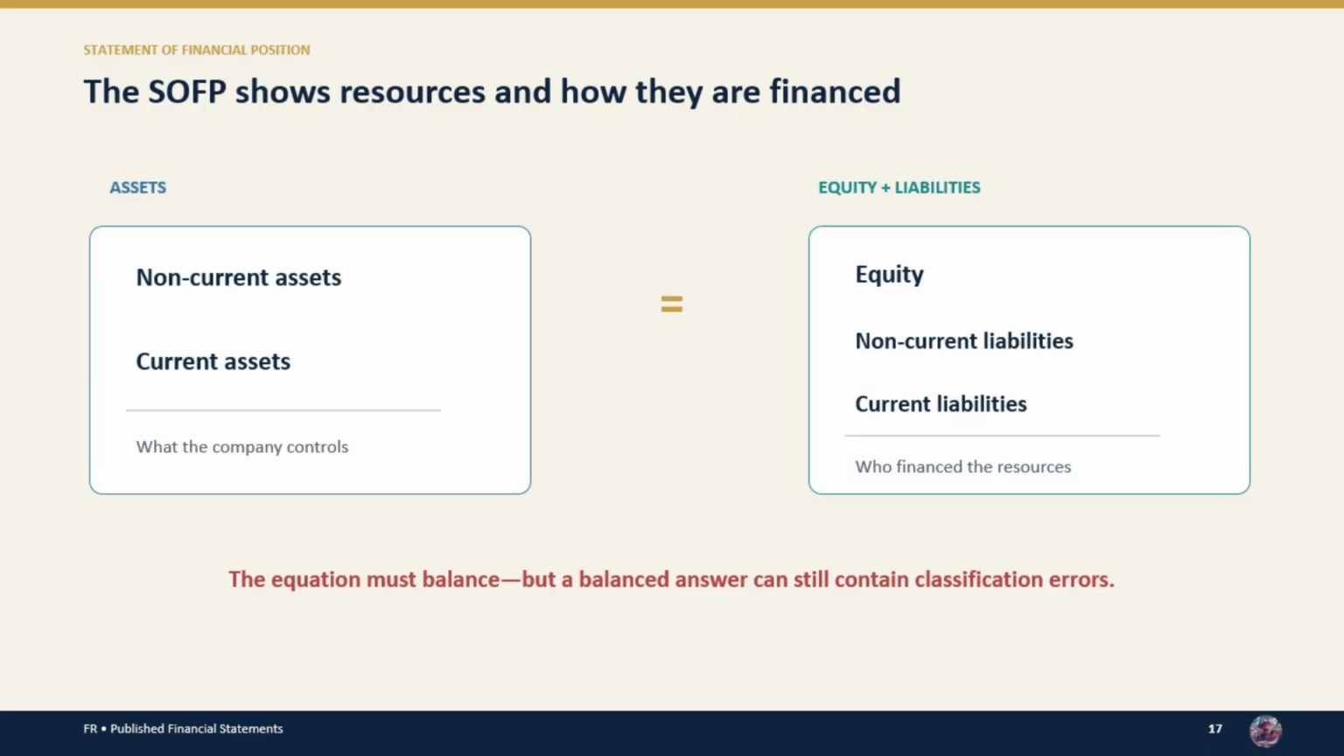Financial position is a snapshot at the reporting date. Assets are the resources. Equity and liabilities explain how those resources are financed. The equation is assets equals equity plus liabilities. But a balance statement can still be wrong. A 5-year loan placed within current liabilities may leave the equation balanced while the classification remains incorrect.